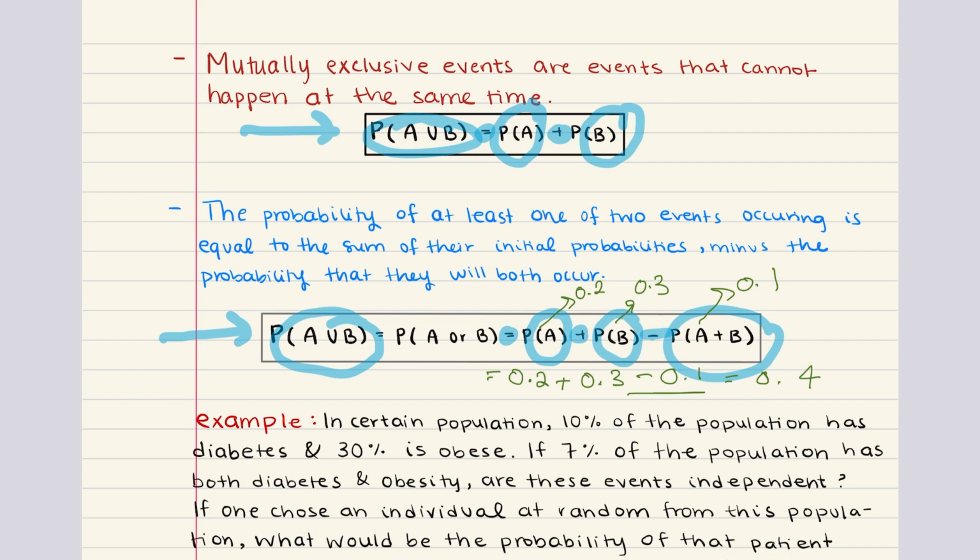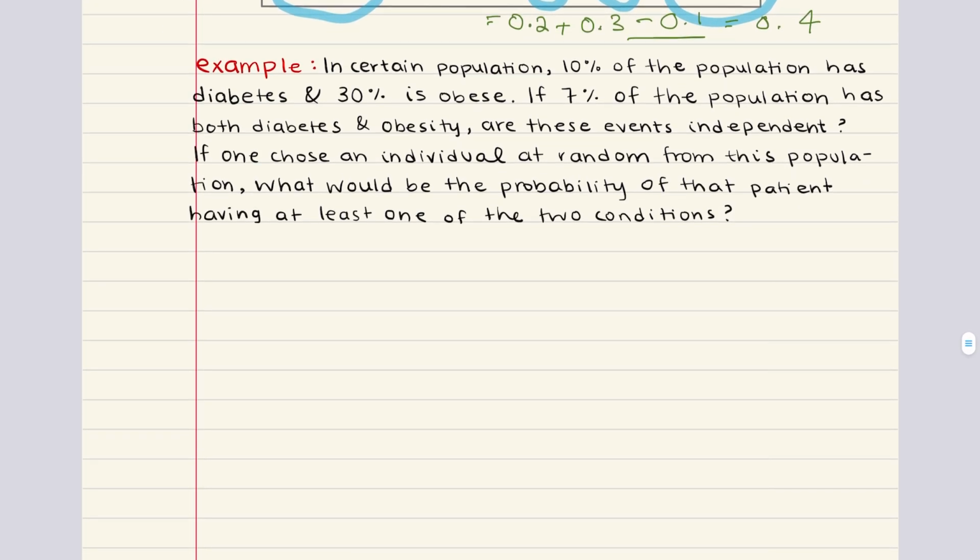Keeping that in mind, let's jump into a practice problem. This problem says, in a certain population, 10% of the population has diabetes and 30% is obese. If 7% of the population has both diabetes and obesity, are these events independent?